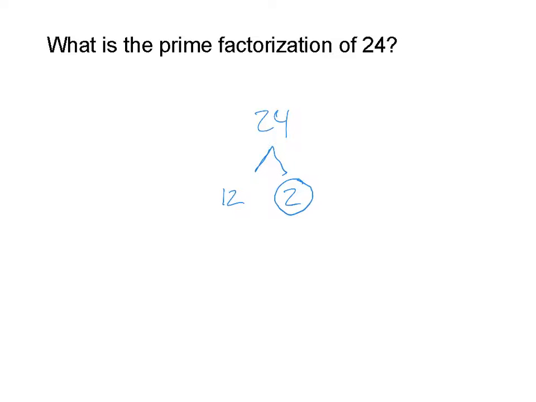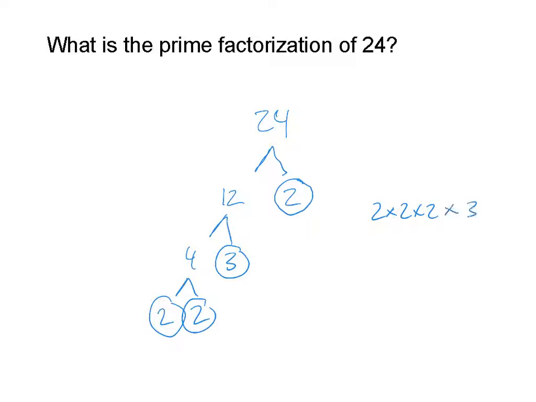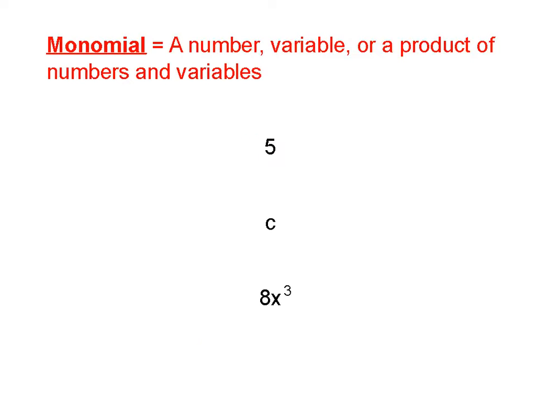So if I do 12 and 2, there's one prime number. And 4 and 3, right? There's another prime number. But 4 we can keep going with. 2 and 2. And then we're done. So now let's put that in order. There's three 2s, and then a 3. And there we are. There's the prime factorization of 24. Hopefully that still makes sense from last year. Okay, then your book's going to teach you a new word today.